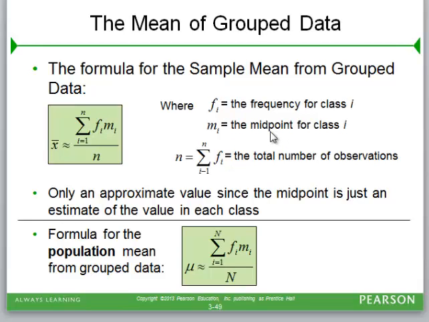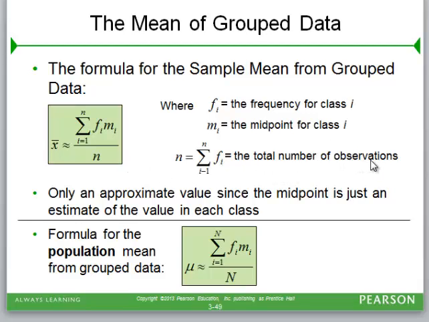Do you still remember that in the chapter 2 video I told you how to find the midpoint? The midpoint is the halfway point of each class. How do we find the midpoint? We add the lower limit of the class and the upper limit of the class, then divide by 2. That's how we find the midpoint, right?